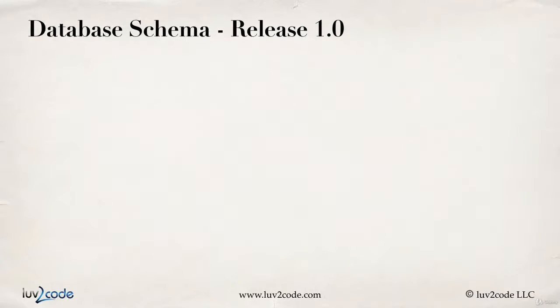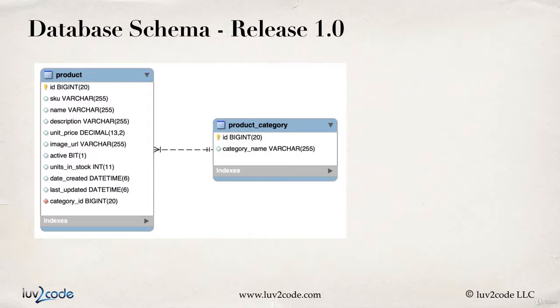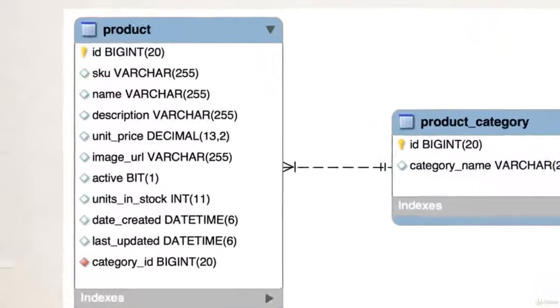Alrighty, so let's go ahead and look at our database schema. This is for release 1.0. So we'll have two tables to start out with. We'll have a product table and also a product category table. So a quick run on the product table. Most of these fields are fairly self-explanatory.